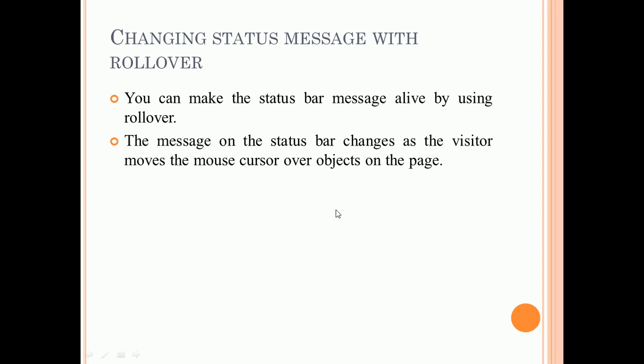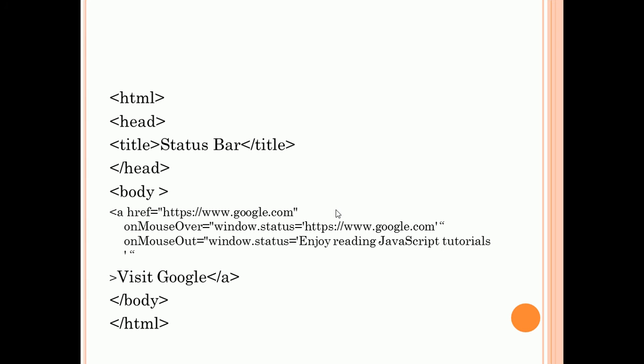Now whenever we want to create a message with rollover, we can follow these steps. Here the message on the status bar changes as the visitor moves the mouse cursor over the objects on the page. For that purpose, follow this code, in which in the body tag we are going to create an href tag. In that you are going to mention the link. Then two events are taken, mouseover and mouseout.